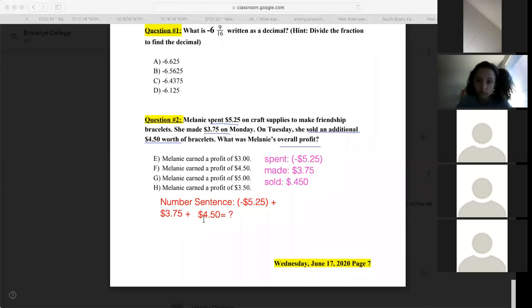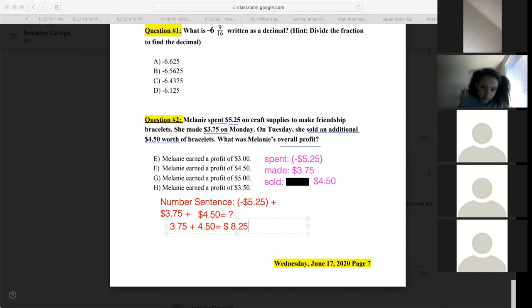All right, so Chris Danielise, when we added this all up, do you remember what we get? So we should add $3.75 plus $4.50. Good. And how much is that equal to? That is equal to $8.25.